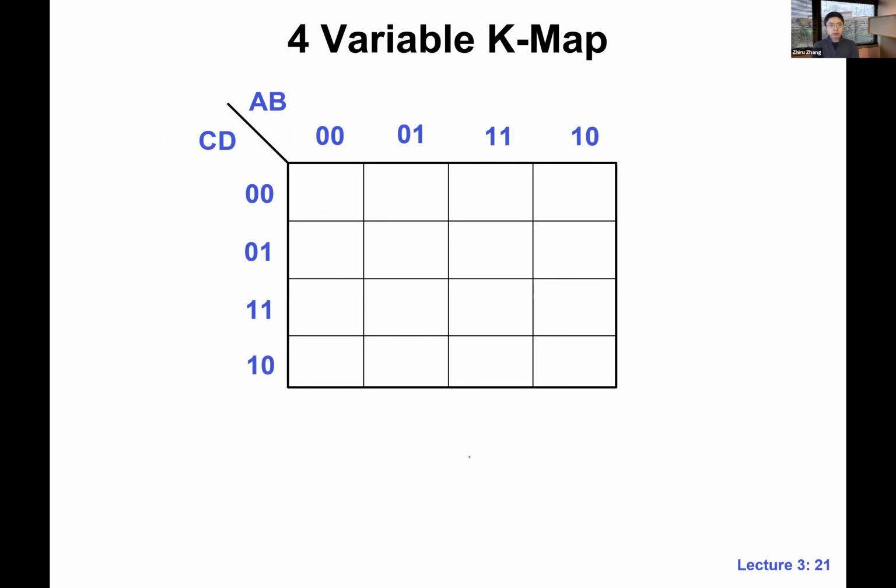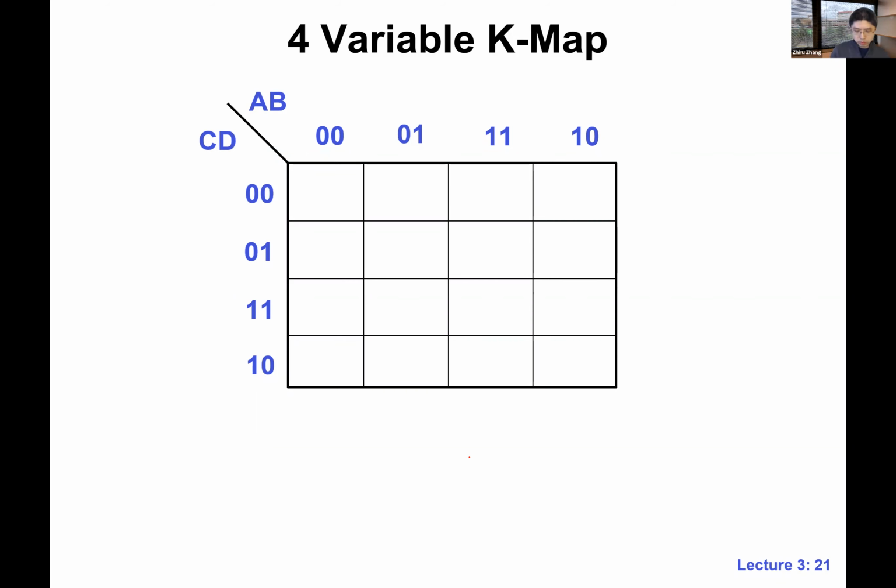We just talked about the 3-variable Karnaugh map, the 3-input one. This is how the 4-variable Karnaugh map looks. Later on we'll just call it K-map. If we use K-map in the homework or exam, that just means Karnaugh map.